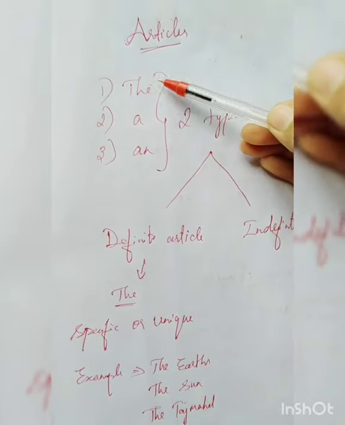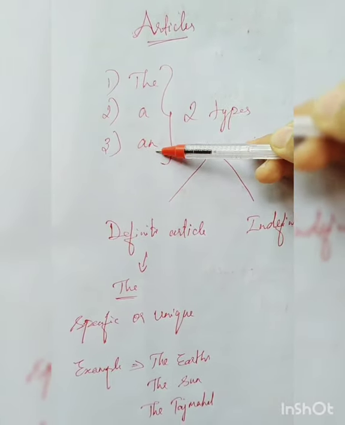Articles are the simple and easiest form in English. Articles are words that are used before a noun and modify the noun. There are three articles in English. Come on, let's see. These are the three types of articles in English grammar.